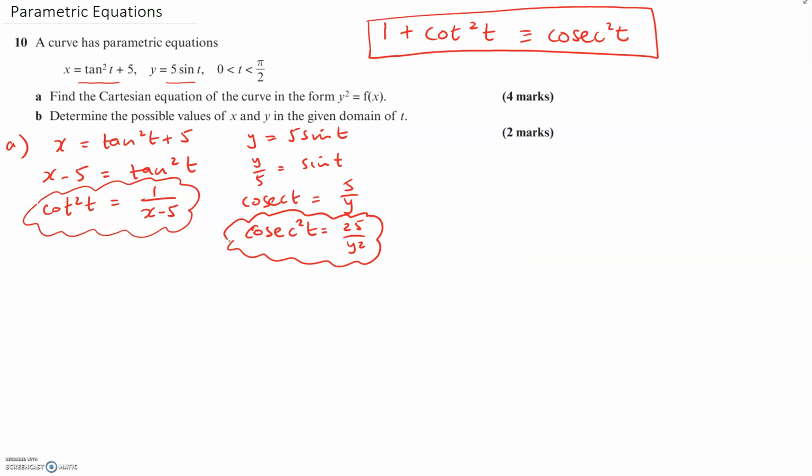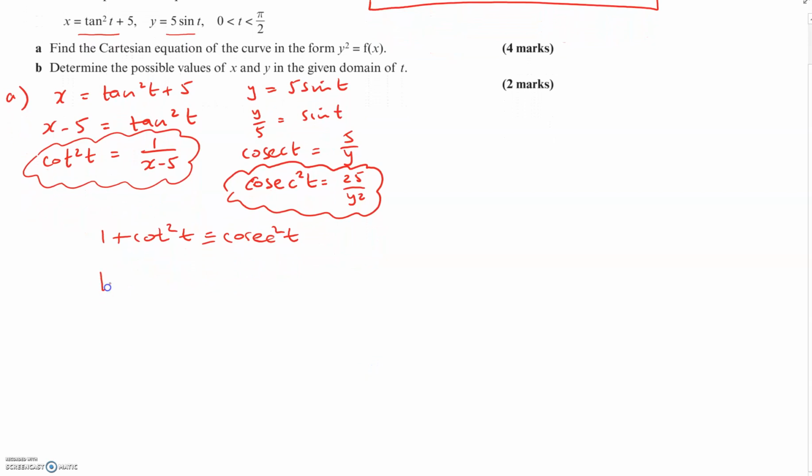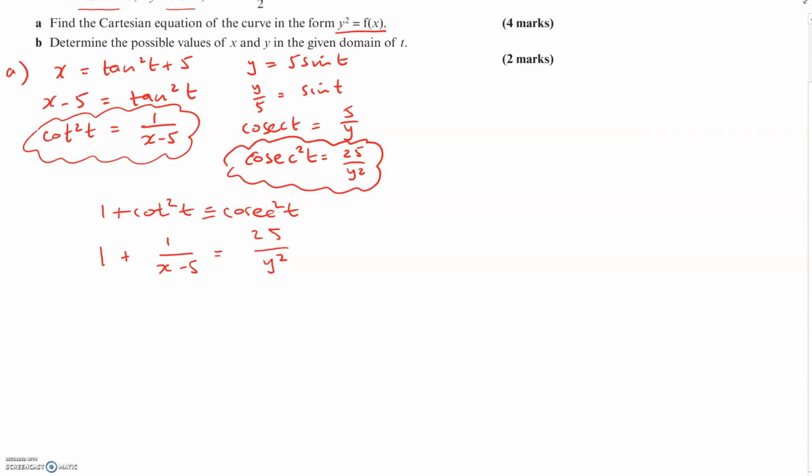So coming back to the identity, which is 1 plus cot squared t, giving us cosec squared t. If I put all that together, I'm going to have 1 plus 1 over x minus 5 is 25 over y squared. So this is Cartesian now, but remember in the question it wants us to write it in the form y squared equals f of x. So I want y squared on its own. It's unusual, usually it's y. In this case it's happy for us to leave it as y squared, so that's good.